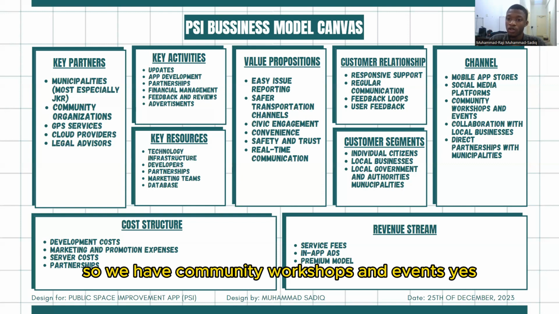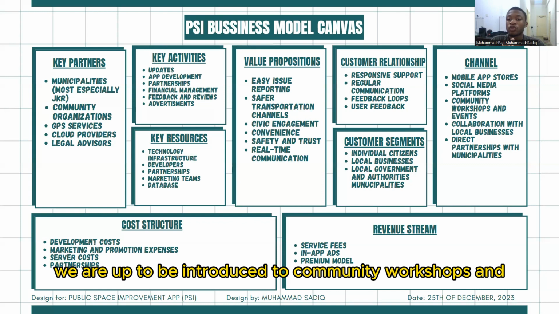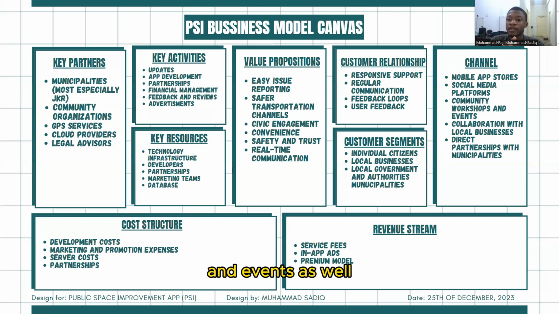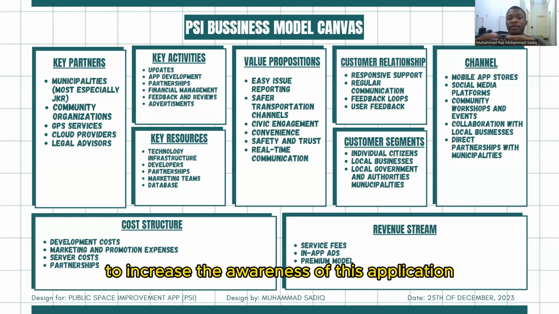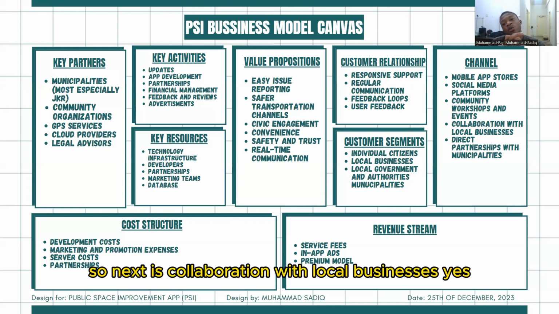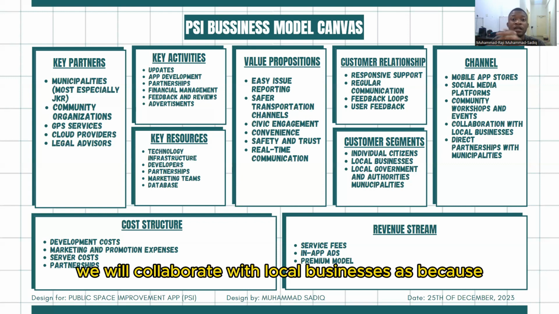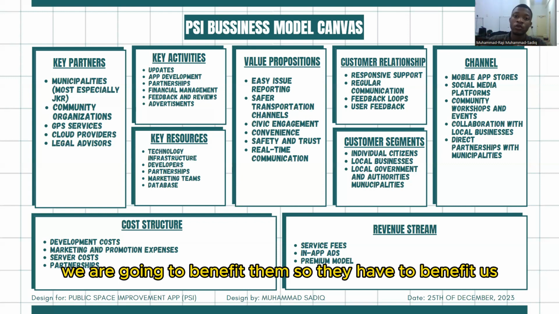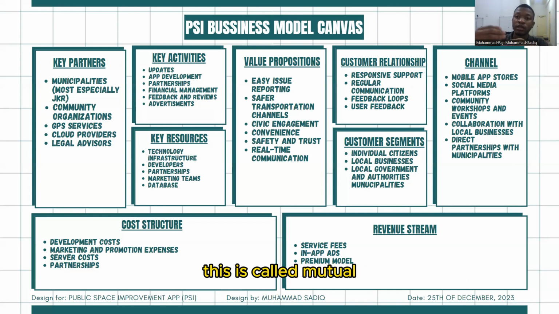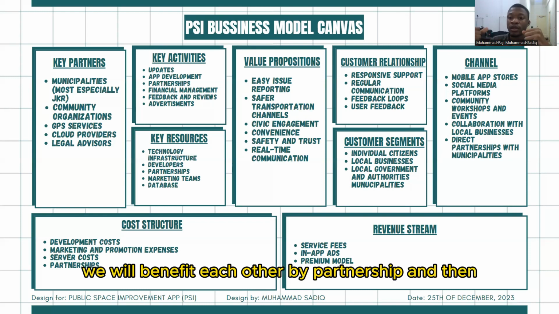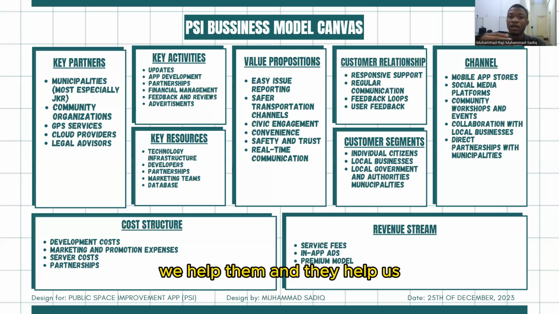So we have community workshops and events. Yes, our app will be introduced through community workshops and events as well, to increase the awareness of this application. So next is collaboration with local businesses. Yes, we will collaborate with local businesses because we are going to benefit them, so they have to benefit us. This is called a mutual relationship. So we will benefit each other by partnership, and then we help them and they help us.